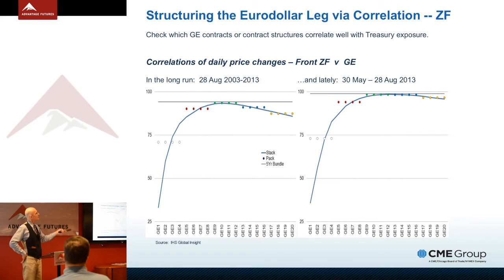So a good place to start is to look at the correlative relationship between the front Treasury future and the Eurodollar strip. I've confined my attention here to the first 20 contracts. And that's where all the maneuvering room is, I think, for a trade like this. So what do you see? This is for 5-year. This is just front ZF versus a bunch of Eurodollar futures.